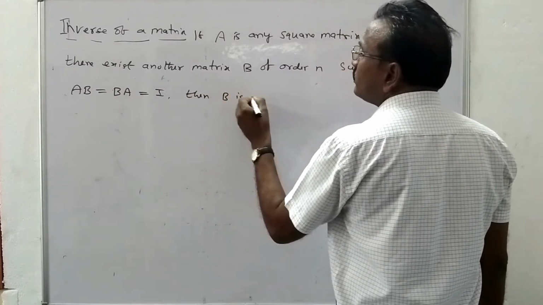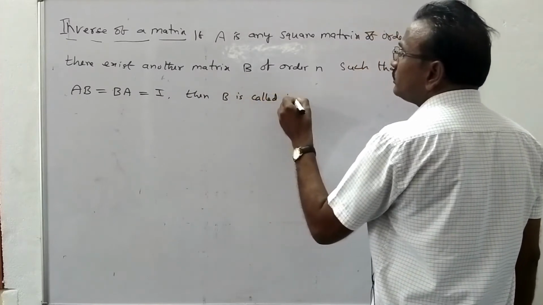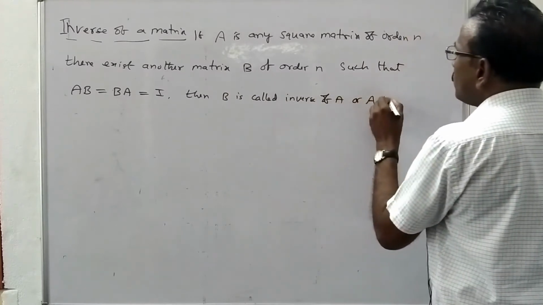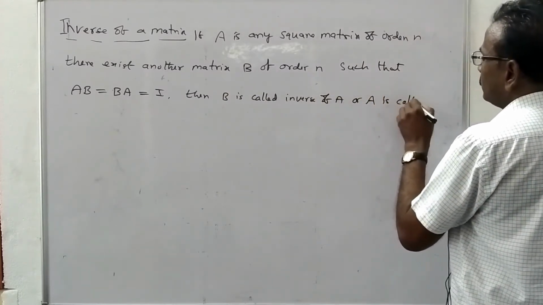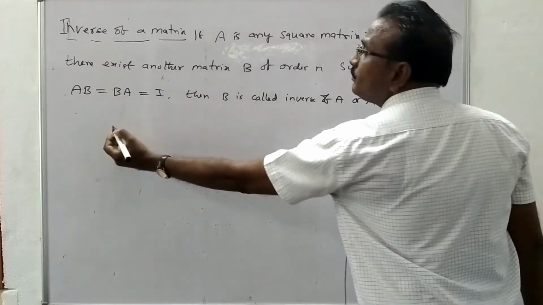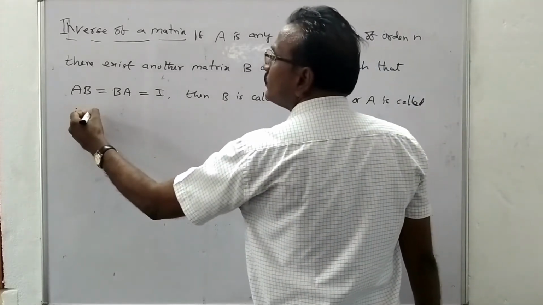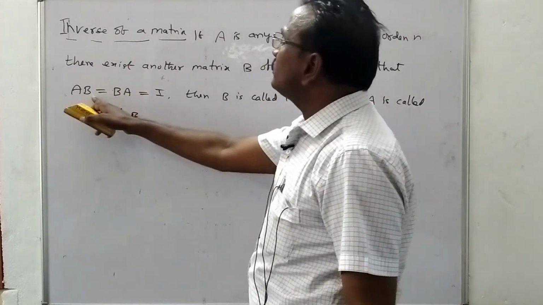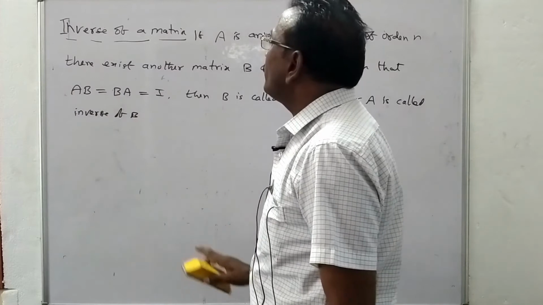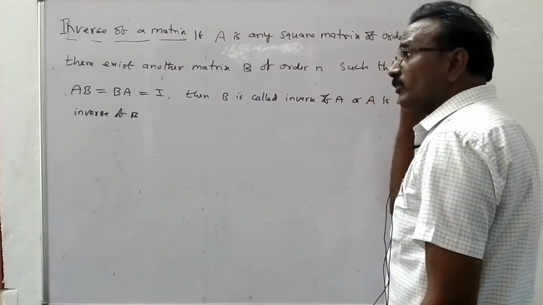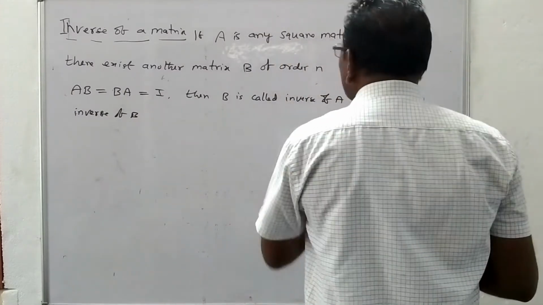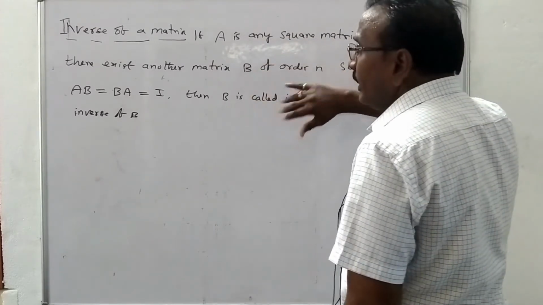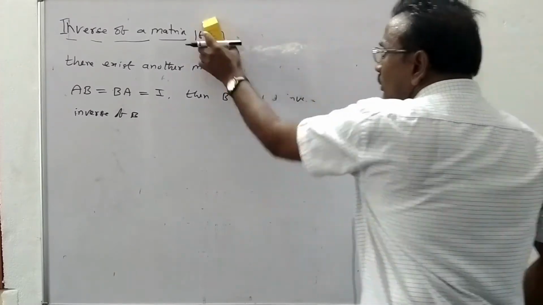B is called inverse of A, or A is called inverse of B. Here AB is equal to BA is equal to I. B is called inverse of matrix A or A is called inverse of matrix B. So this is the definition of inverse of a matrix. Next, only square matrices have an inverse.